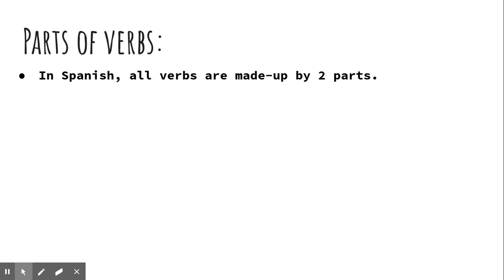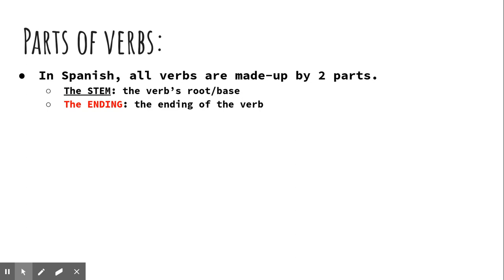Let's talk about the parts of the verbs. In Spanish, all verbs are made up by two different parts. The first one is called the stem, and the stem is the verb's root or the base. The second part is called the ending, and the ending is pretty much the ending of the verb. That's it.